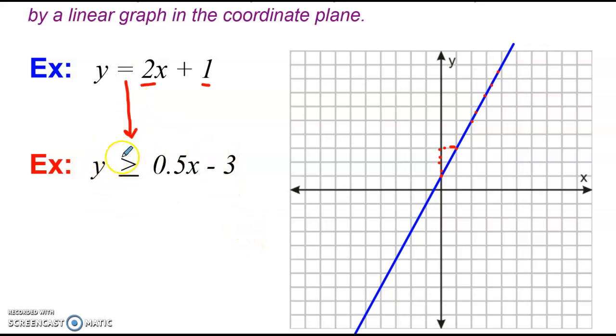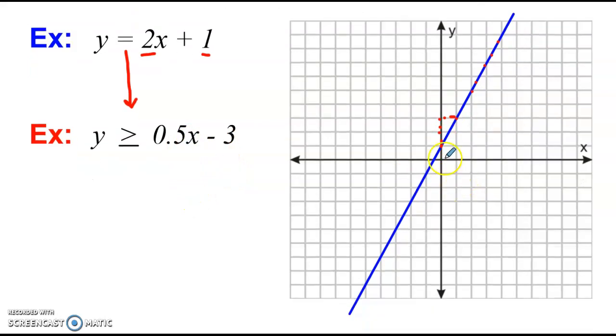So even though this is a linear inequality, not a linear equation, it graphs the exact same way. This is a y-intercept of -3. So I'll use red for this. Let's just find -3 on the y-axis. 1, 2, 3. And there we go.